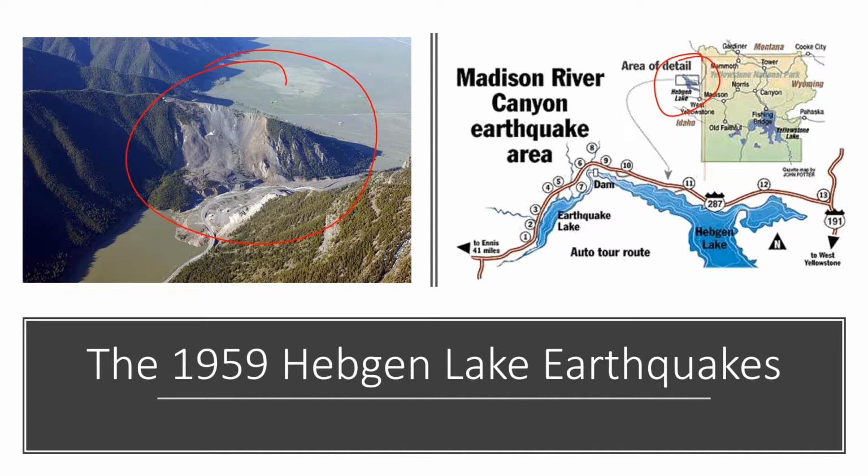And the landslide also created a blockage of the Madison River, which created a new lake, which appropriately is called Earthquake Lake.